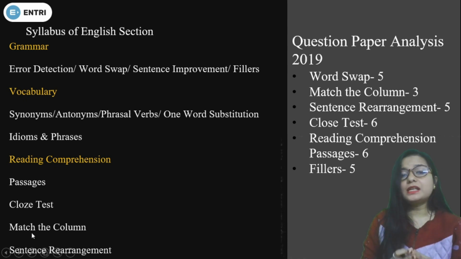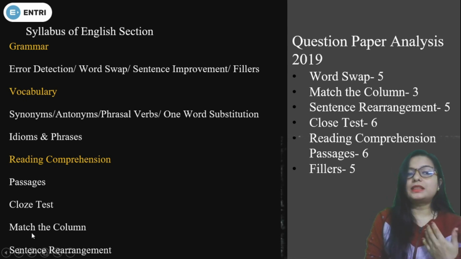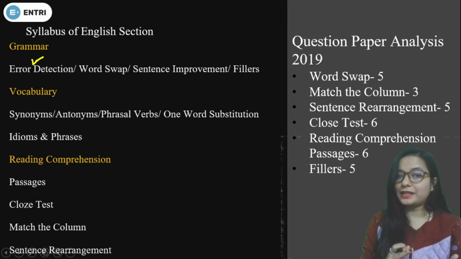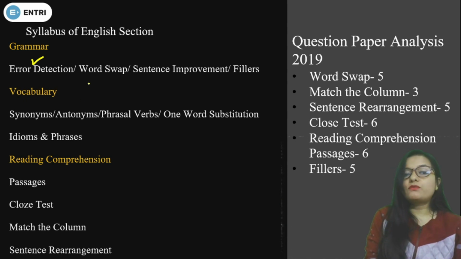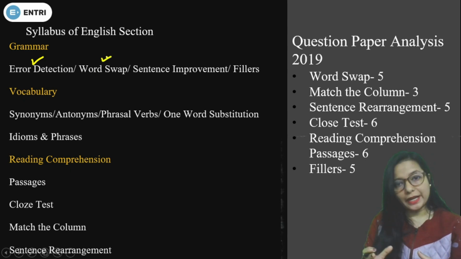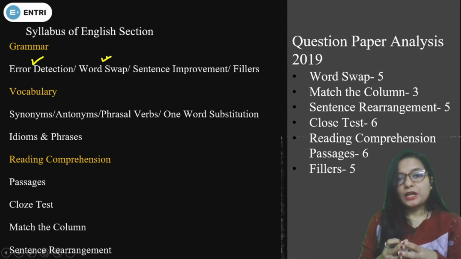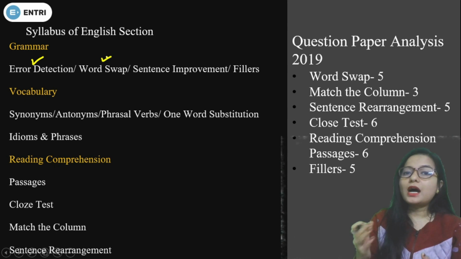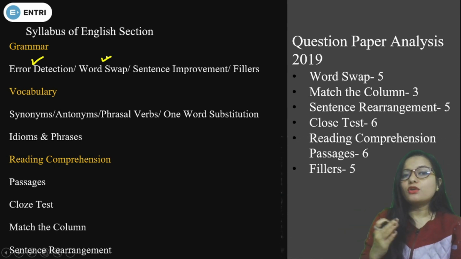In this section, you will see questions based on error detection, where there is a sentence and you have to improve that statement if there is any scope for it. The next thing is word swap, where you have a sentence and some words are underlined, sometimes in bold, and you have to swap them if required. If you think that any particular word or two words are not in the correct position or not used properly, then you have to swap those words. This is called word swap.